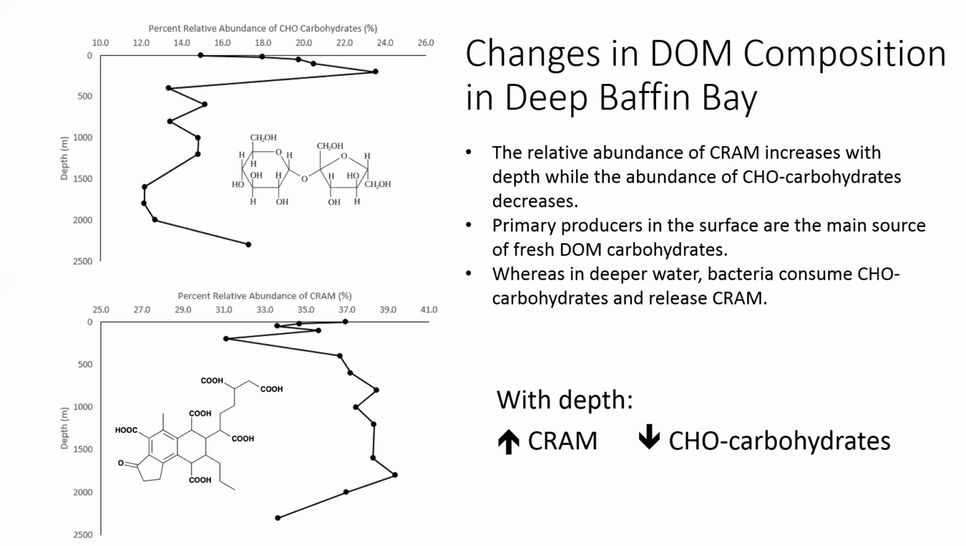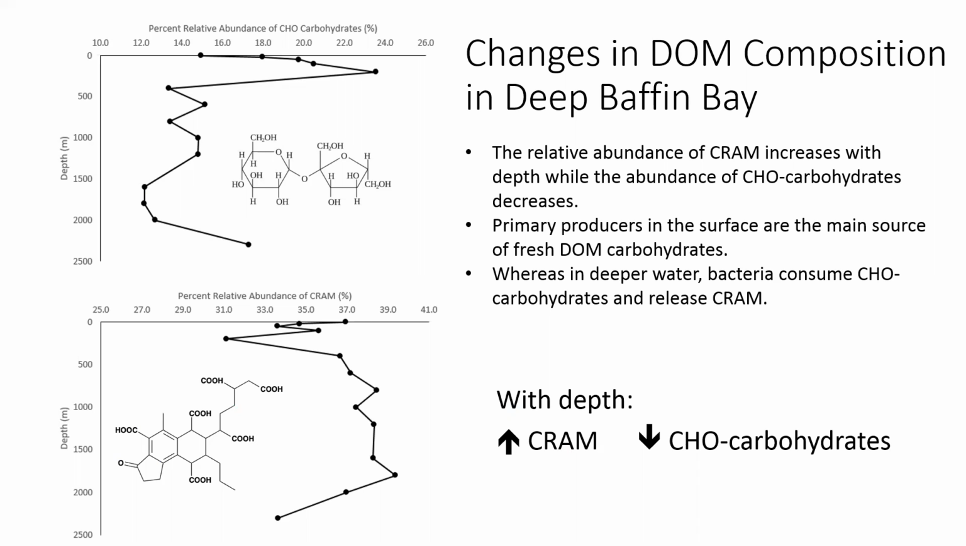I first did this for the depth profile at the deepest and most central station in Baffin Bay. From the top graph, you can see that the abundance of CHO carbohydrates is high in the surface water, but decreases with depth. Whereas in the bottom graph, there is a mirrored image that shows that carboxylic-rich alicyclic molecules, also known as CRAM, is low in abundance in the surface water and then increases with depth.